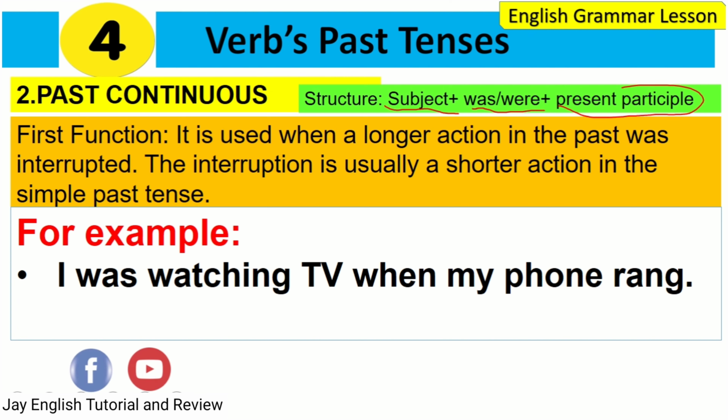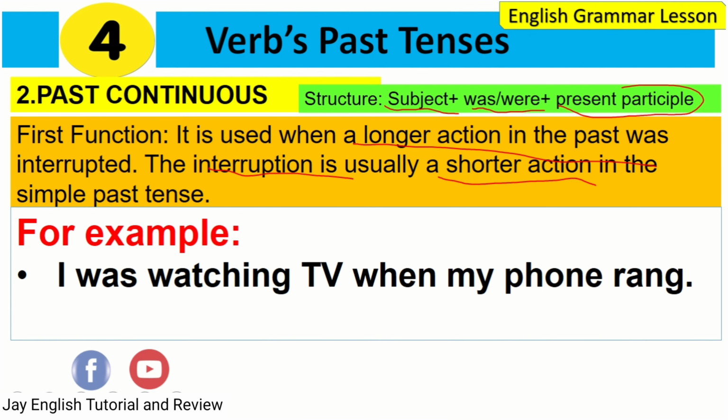The first function of the past continuous is it is used when a longer action in the past was interrupted. Okay? And the interruption is usually a shorter action. Analyzing the first function, it is telling us that the past continuous involves 2 past actions. And these 2 past actions are described as the longer action and the shorter action. Okay? And the shorter action here is the one interrupting our longer action.